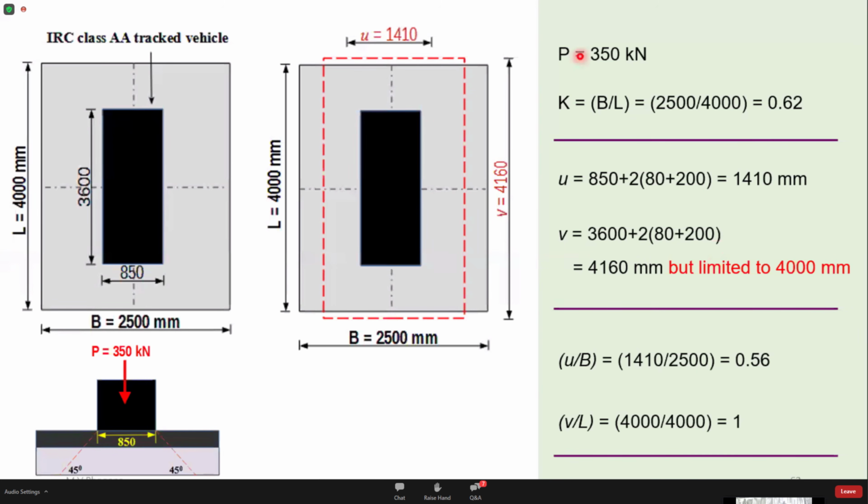So I have P, I have K, I have U, I have V. To refer to the Pigeaud's curve, I need 2 more values. I need the U by B and V by L ratios. So U is 1410, B is 2500. I can get the U by B ratio. V is 4.16 and 4 meters respectively. I get 1. So I can use these.